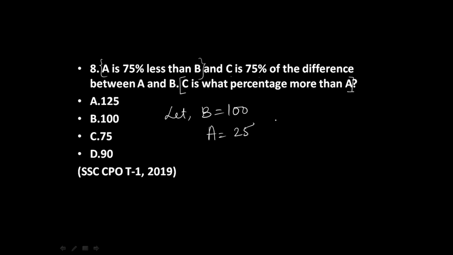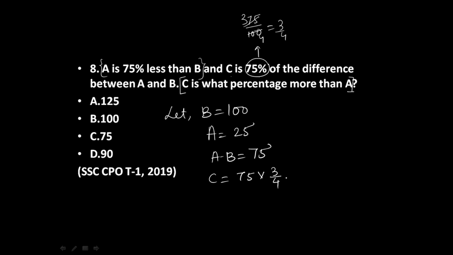So what's the difference between A and B? 75. A minus B is 75. And it says C is 75% of the difference of A and B. So C is equal to 75. And what does 75% mean? It's 75 upon 100, 3 and 4, so 3 by 4. So 75 into 3 by 4, right?